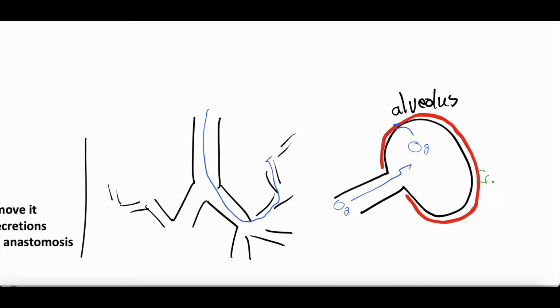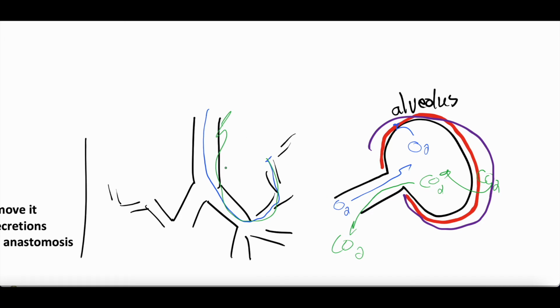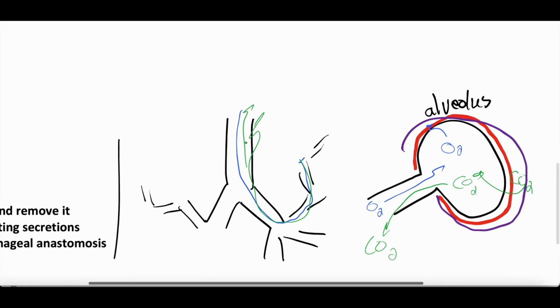And then the carbon dioxide that's in, we'll draw it purple just so it's not blue, in kind of the veins surrounding this alveolus, that carbon dioxide diffuses into the alveolus, and then when you expire, when you breathe out, that carbon dioxide leaves the lungs. It travels out of the alveolus, and then it goes this way, out of the lungs, through the nose or mouth.